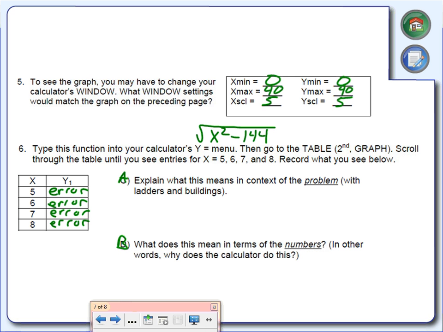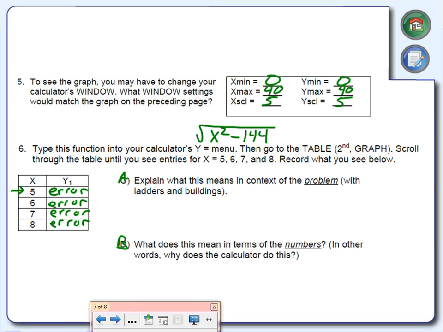So in number 6, part A, they ask us, explain what this means in context of the problem. Why are we seeing an error next to 5, 6, 7, and 8? It has to be 12 feet away from the building. Okay, we know that the truck is 12 feet away from the building, correct? So think about it, guys. If we were to extend the ladder anything less than 5 feet, yeah. What's going to happen if we extend this ladder 5 feet? Are we going to reach the building?